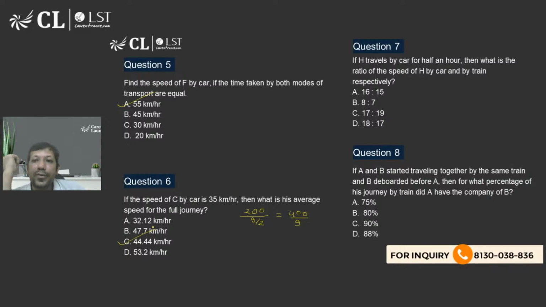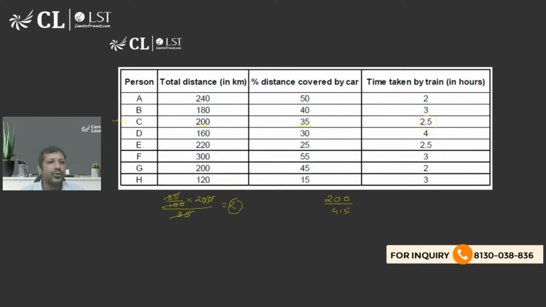Okay. Now the next one: if H travels by car for half an hour, then what is the ratio of speed of car and train respectively? Now we are going to talk about H. What is H doing? H is traveling 15% of 120, so 15% of 120 by car. This cancels out. 180 by 10, that is going to be 18. He is covering 18 kilometers in half an hour.